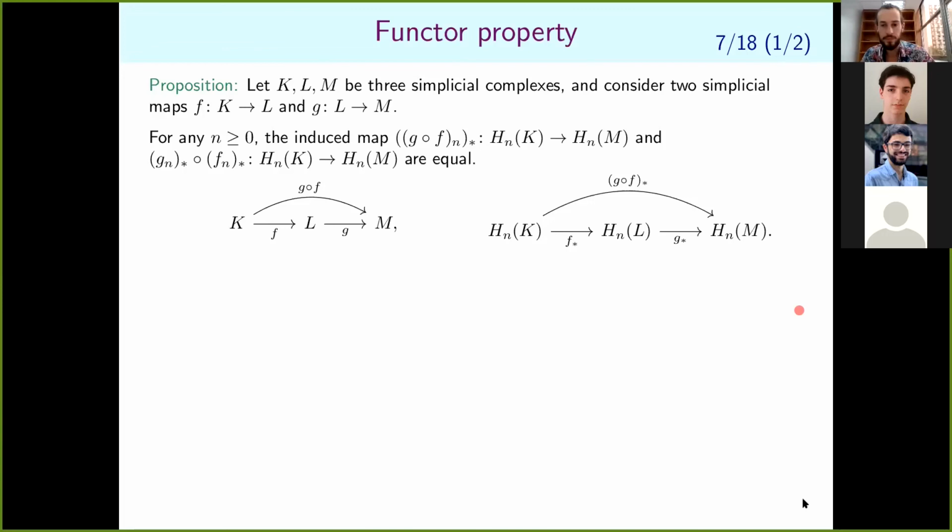So, in other words, this diagram commutes, right? If I follow this path, I end up with the same function as with the other path.